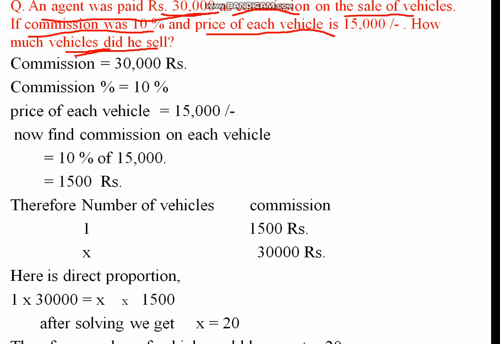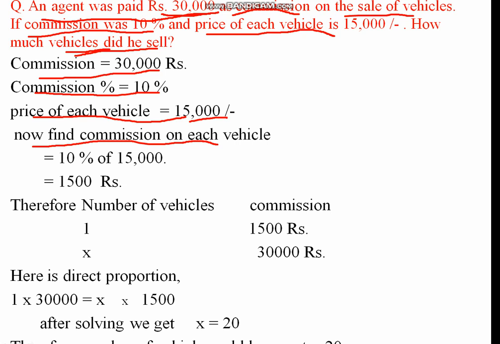So write down the given things. Commission is equal to 30,000 rupees, percentage commission is 10%, and price of each vehicle is 15,000 rupees. These are the three given things. So we have to find the number of vehicles he sold. First, our task is to find the commission on each vehicle.